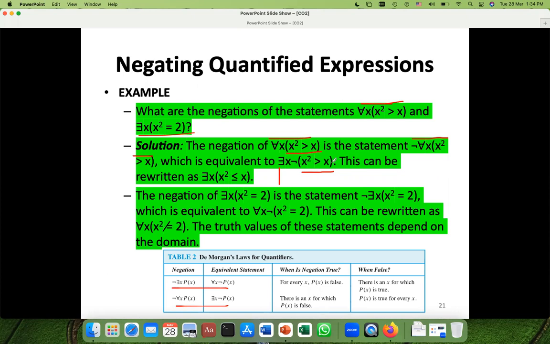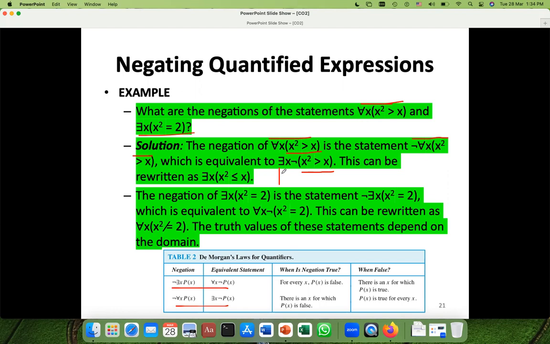So what is the negation of this x square greater than x? Negation means the opposite side. It is saying that if you take some x and its square, the value will always be greater than the value of x. And what is the opposite? When x square would be less than or equal to x.